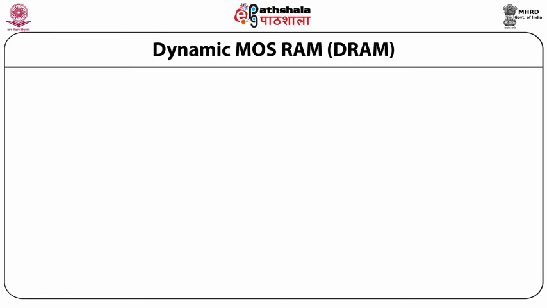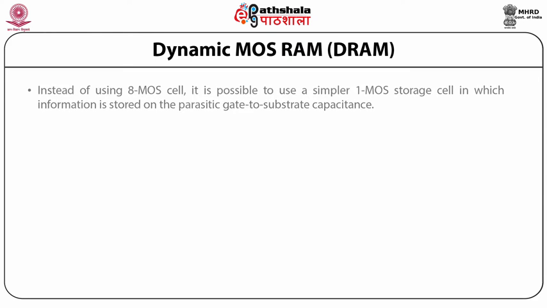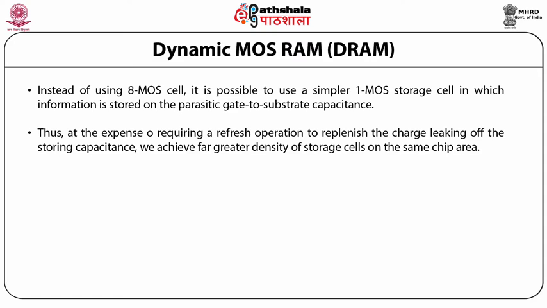Dynamic MOS RAM or DRAM. Instead of using 8 MOS cells, it is possible to use a simpler 1 MOS storage cell in which information is stored on the parasitic gate to substrate capacitance. Thus, at the expense of requiring a refresh operation to replenish the charge leaking off the storage capacitance, we achieve far greater density of storage cells on the same chip area.